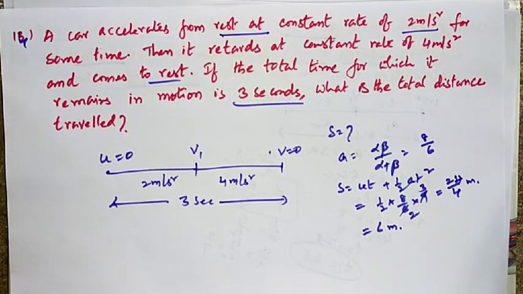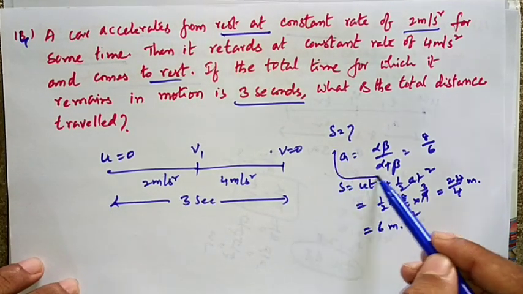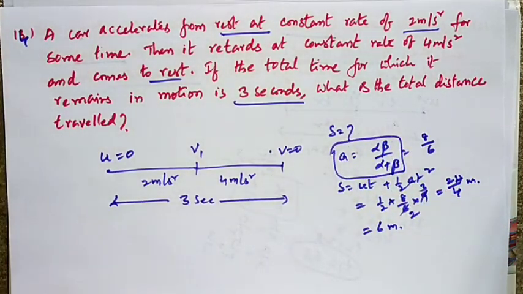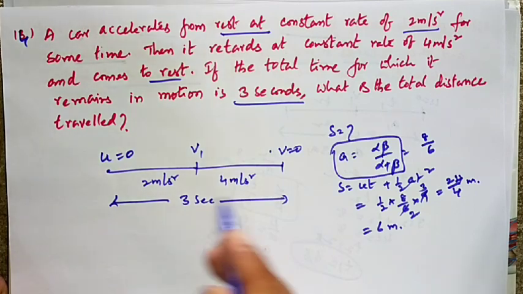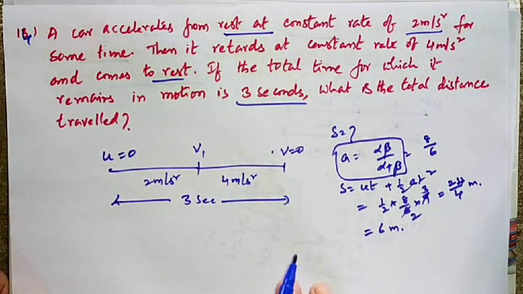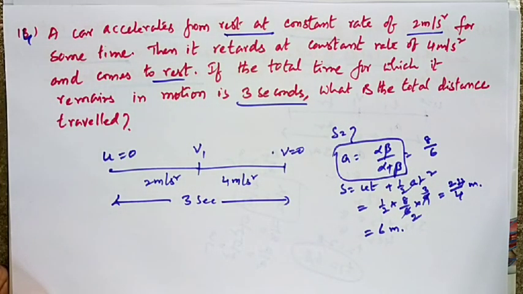Clear? See how the problem became very simple by using this relation. A is equal to alpha beta by alpha plus beta whenever the situation is given in this manner. Right, next see another model.